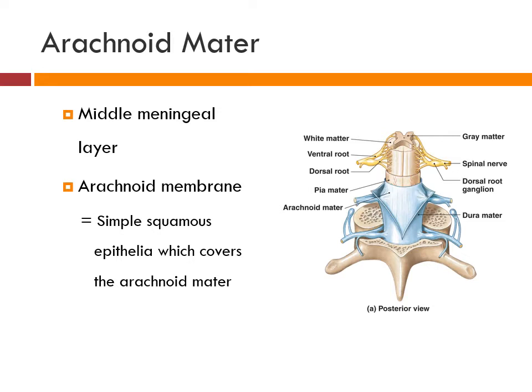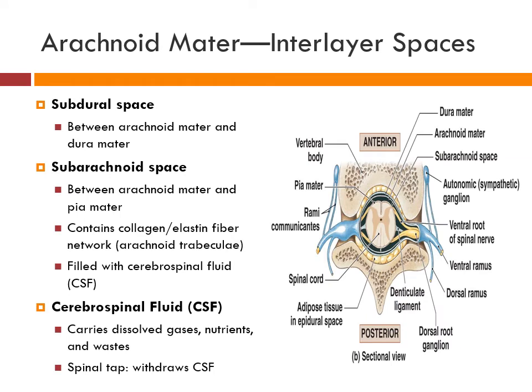The arachnoid mater is the middle layer of the meninges. It is a simple squamous epithelial membrane that surrounds the arachnoid mater. And then the arachnoid mater looks kind of like our trabecular bone. When you think about that web-like formation of trabecular bone, that's what the arachnoid mater looks like. It looks kind of like a spider web. So it's this thin yet web-like meningeal layer. The arachnoid mater is made of collagen and elastic fibers.